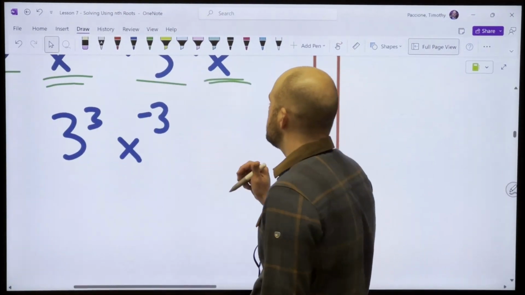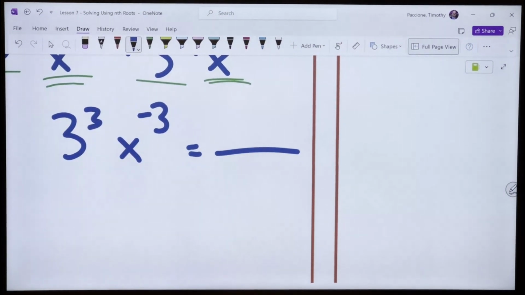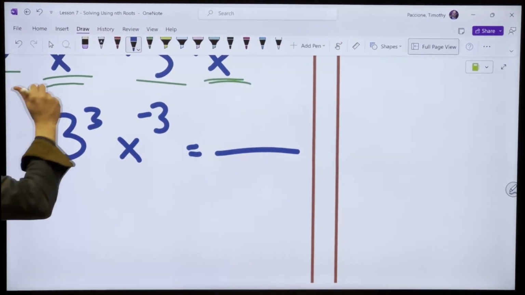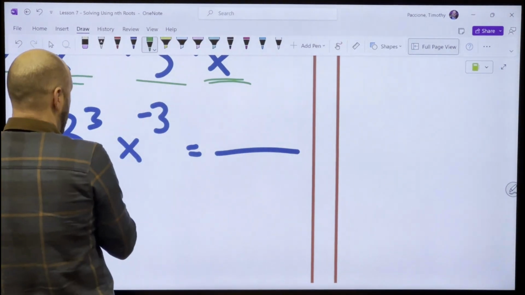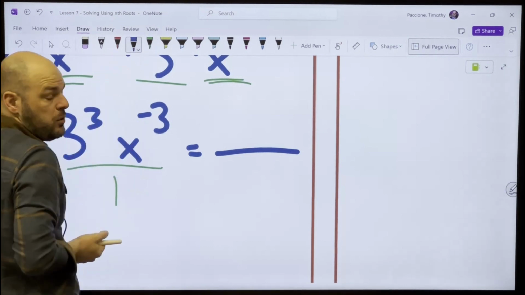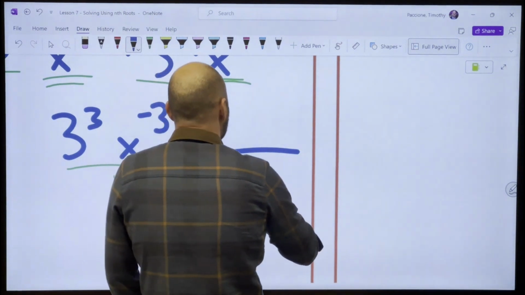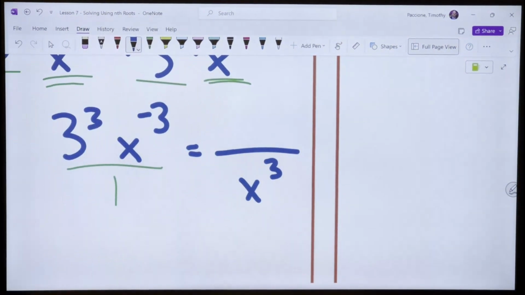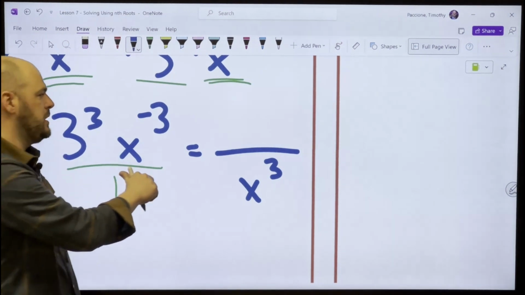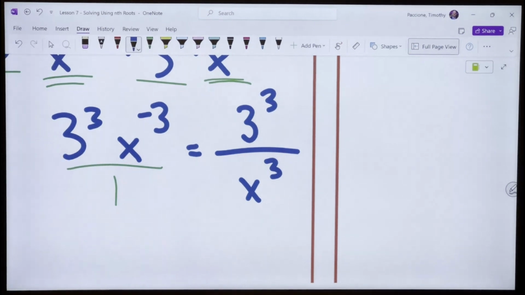So what we do is we set up some floors, right? Top floor, bottom floor. And we ask ourselves, okay, what needs to move to become more positive? And I guess I should say everyone starts in the top floor. So what wants to move? X to the negative 3 will go down. Yeah, it's upset. It wants to get positive, right? 3 to the 3, is that upset? No, it's fine. It's staying here, right? And you can make that 27 over x to the third, but that's your answer, okay? Make sense?